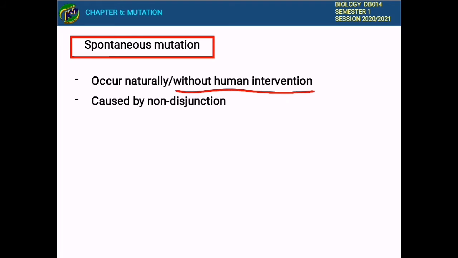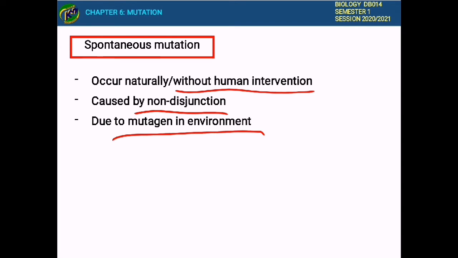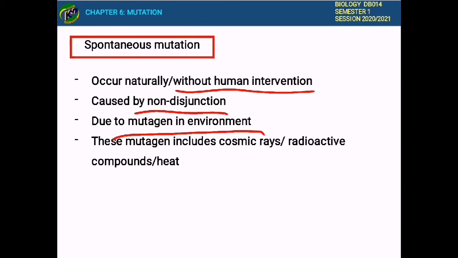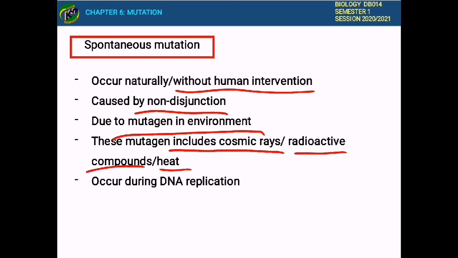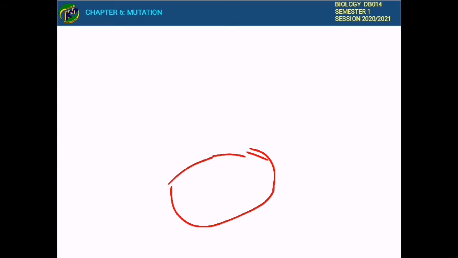It is caused by non-disjunction. Later we are going to discuss more about non-disjunction. Induced is due to mutagen in the environment. This mutagen may include cosmic rays, radioactive compound, and also heat. It also occurs during DNA replication. As I said earlier, spontaneous mutation is caused by non-disjunction. Non-disjunction occurs during meiosis, either meiosis 1 or meiosis 2.